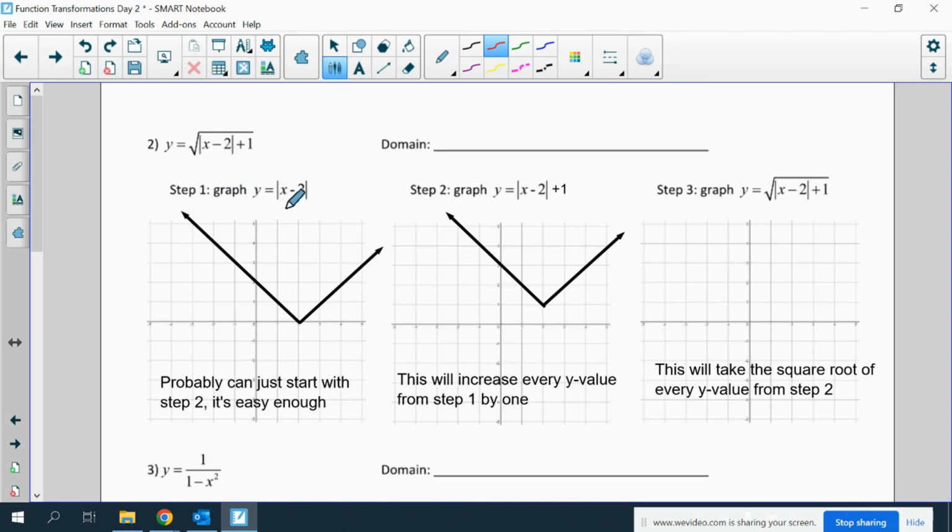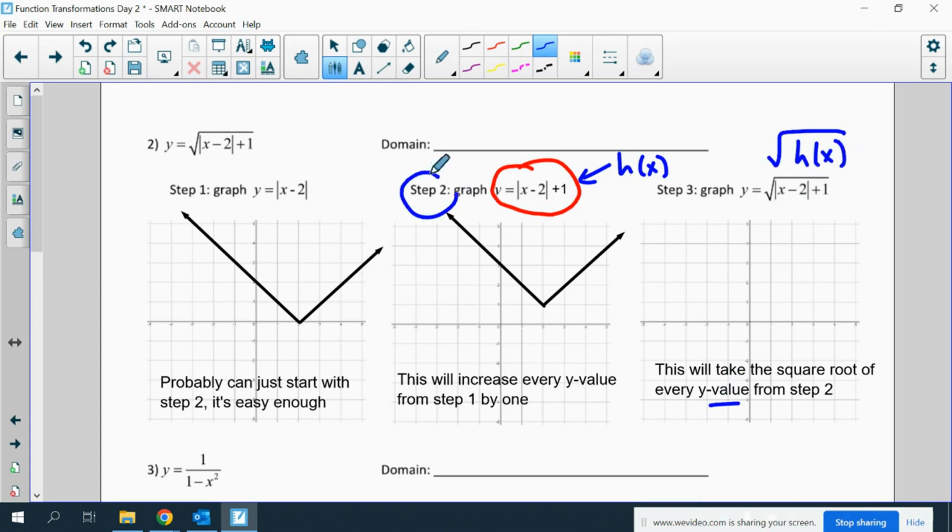Problem 2, similarly, I'll take y equals the absolute value of x minus 2, which I've already graphed. I don't really probably need to do this because this part is actually easy enough, so I can probably just start here. Then what I'm going to do is I'm going to take the square root of this. So that means all I'm doing is taking the square root of every y value in step 2. So if I consider this to be, let's say, h of x, what I want to do is take the square root of h of x, which is taking the square root of every y value from step 2.